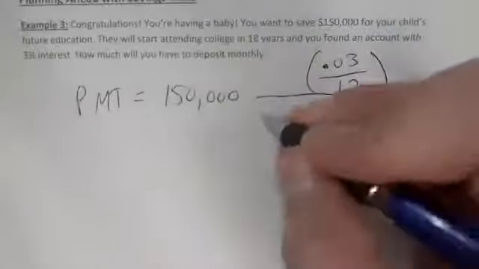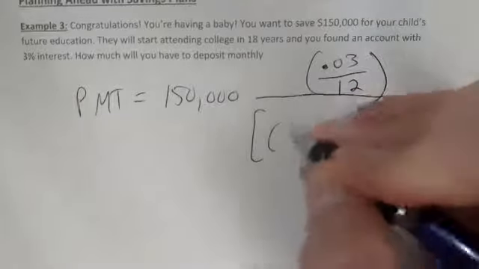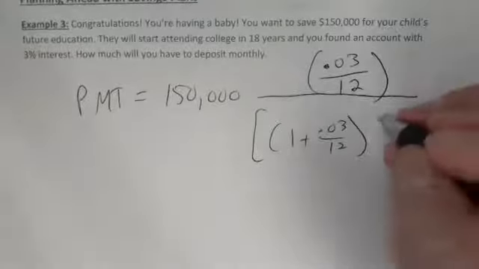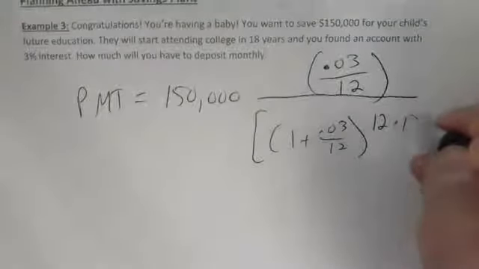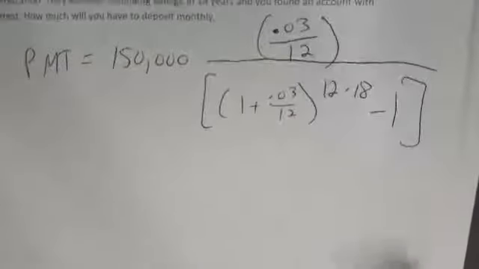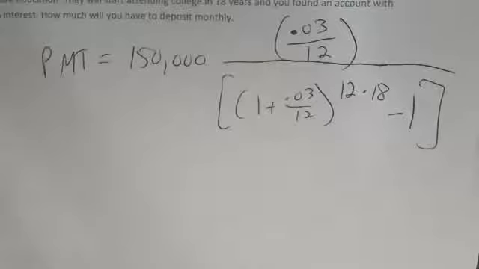On the bottom, it's 1 plus that thing, to the 12 times 18 years. And I have to subtract 1. So now the thing that was in the numerator is going to be in the denominator, and the thing in the denominator is now in the numerator. So again, some things repeat. So if you have that fact, use that fact to your advantage.